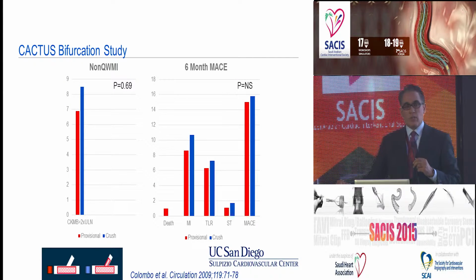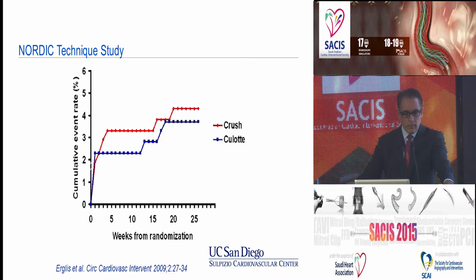And I have to give credit to the Nordic group because they continued to evolve and they continued to test all of the different things that we are practicing today in bifurcation stenting. They randomly assigned patients to the crush versus the culotte technique and reported no difference in 6 months with respect to overall MACE rates. But in fact, the crush technique was associated with higher restenosis, main vessel, side branch, and both. It did not reach statistical significance, but the restenosis rates were higher.